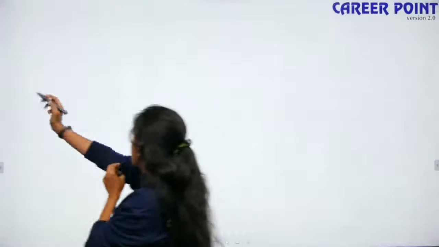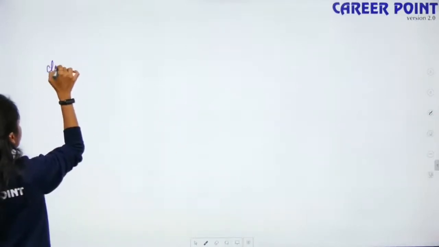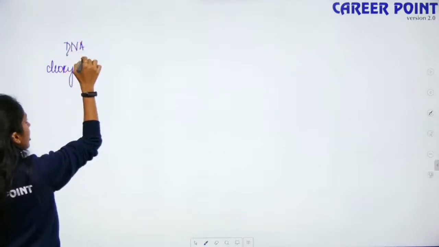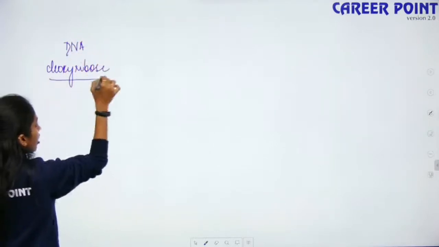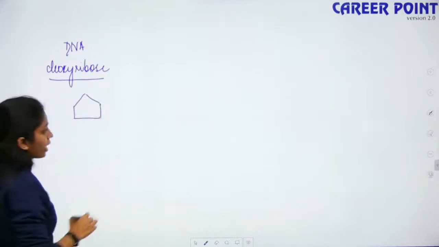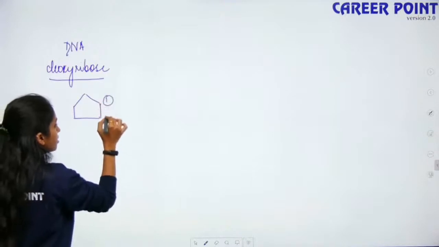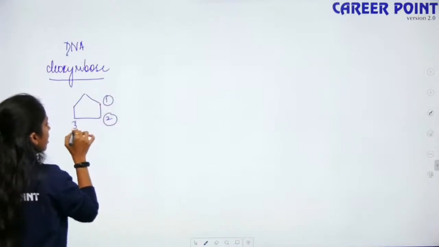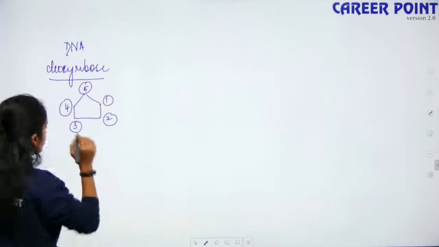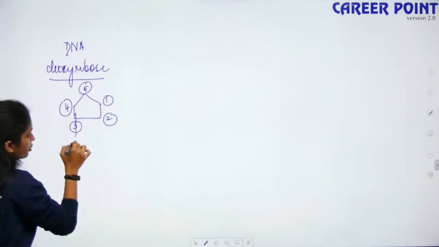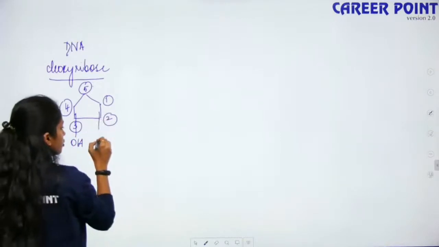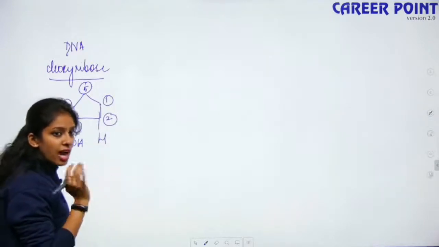Ma'am, what is the difference between DNA and RNA? It is the sugar. In case of DNA, the sugar is deoxyribose sugar. Deoxyribose sugar is also a pentameric sugar. Okay. So I have my first carbon, second carbon, third, 4 and 5. Here we have an OH, right? And here we have H. This is in case of our DNA.